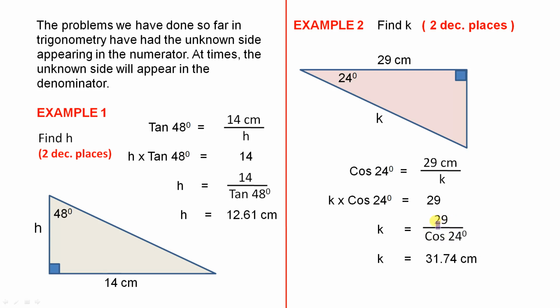So here again we have division, because initially the unknown side appeared in the denominator.